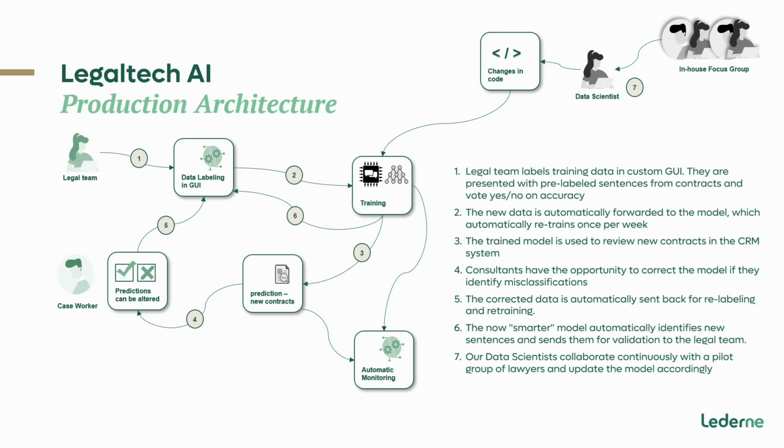So if you see around where it says 4, the caseworker can actually alter the prediction if they deem it to be incorrect. So if they spot a mistake, they can actually punish the model, and that data is sent back to retraining, and the model hopefully improves next time and doesn't make the same mistake again. So that's our legal tech AI.